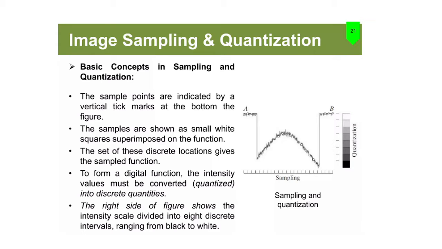So actually what is the quantization? It is indicated by the vertical tick marks at the bottom of the figure. You see here, there are vertical marks. The samples are shown as small white squares superimposed on the function. The set of these discrete locations gives the sampled function. To form a digital function, the intensity values must be converted to discrete quantities. On the right side of the figure, the intensity scale is divided into 8 discrete intervals, ranging from black to white. So with those 8 levels, we are mapping our intensity to its nearest quantizing level. That is the process of quantization.